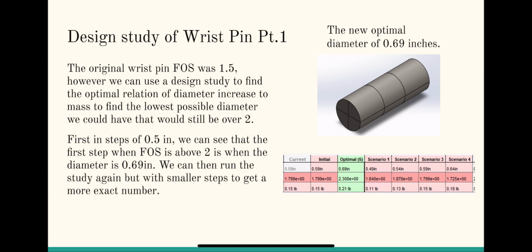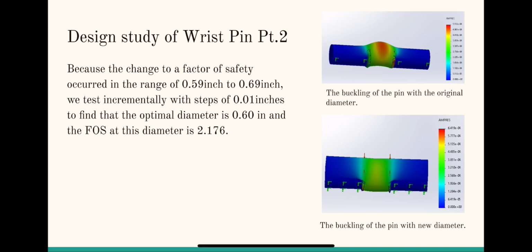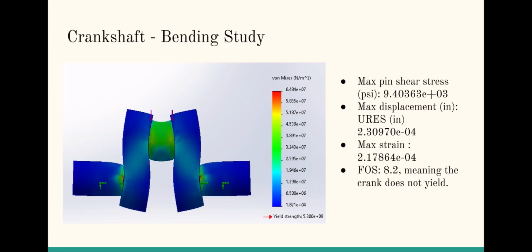We did a design study on the wrist pin since the factor of safety was 1.5 and we wanted it to be over 2. For the first design study, we found an optimal diameter of 0.69 inches but wanted a more exact value, so we did a second design study where we found an optimal diameter is 0.6 inches. The factor of safety at this diameter is 2.176.